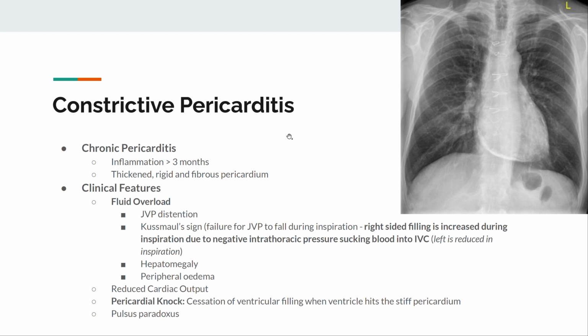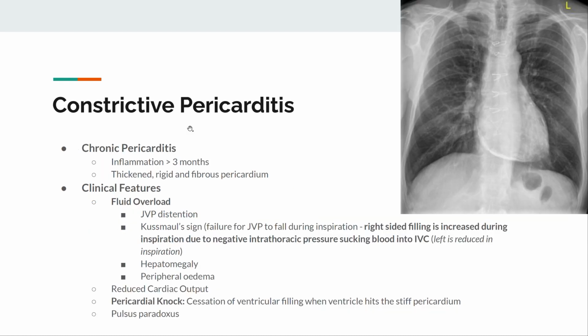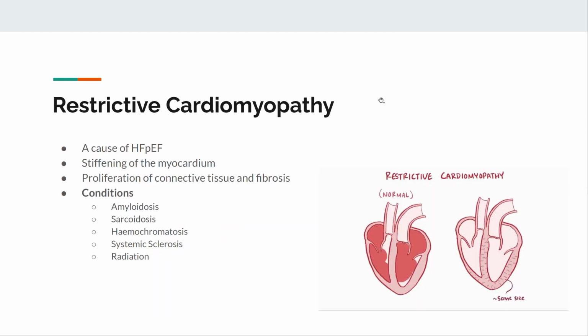This other disease that we'll sort of round off on is restrictive cardiomyopathy. So constrictive pericarditis is constricting the heart from the outside, and restrictive cardiomyopathy is restricting the heart from the inside. The heart becomes stiff in its muscle and is no longer able to fill as well in diastole. The pericardium's normal and flexible, but the actual heart wall itself is no longer flexible.